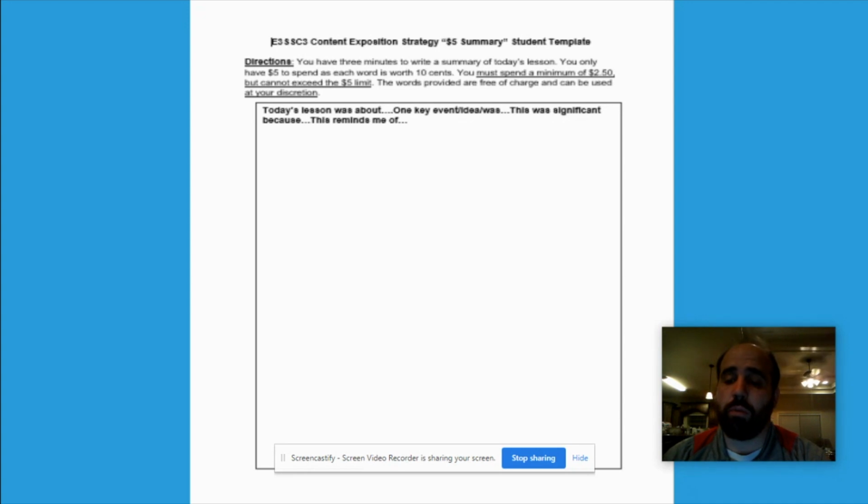You let the students know that they have $5 to spend. There's a minimum, if you'll notice. They have to spend $2.50. They cannot exceed $5. And of course, a little math there. That's, you got to write more than 25 words, but you can't exceed 50. And so they learn that pretty quickly.